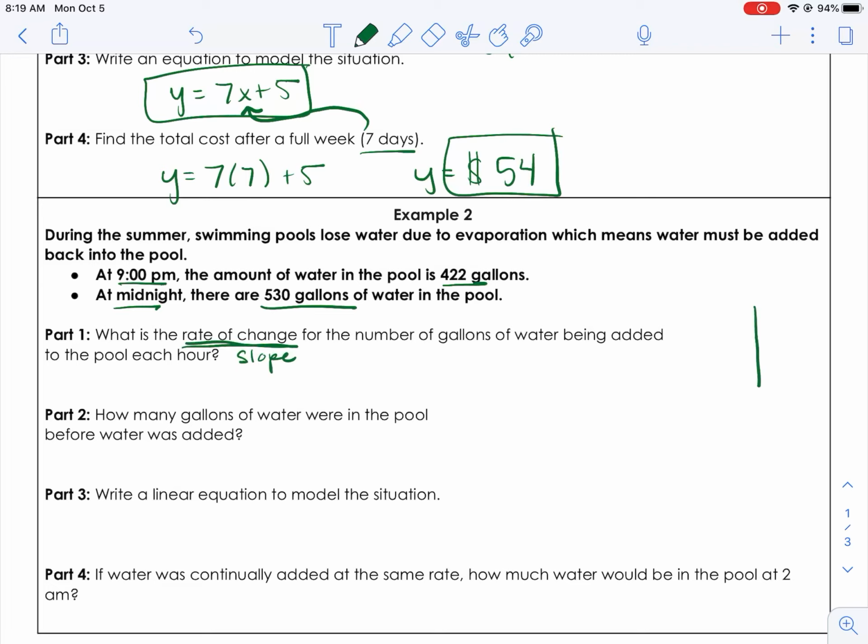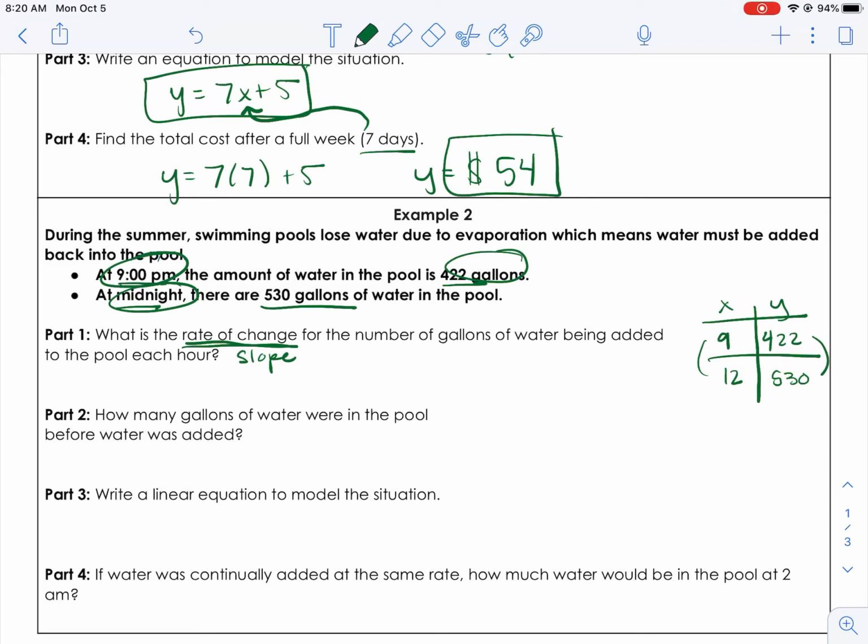So we are going to go over here and make a table out of those values. So our x's are going to be our time. So we've got 9 and midnight. We know that midnight's at 12 a.m., so we're going to put a 12 there. And our y's are going to be our gallons, so 422 and 530. And then we're just going to have to find our change in y over change in x.